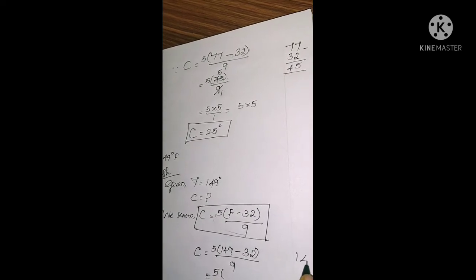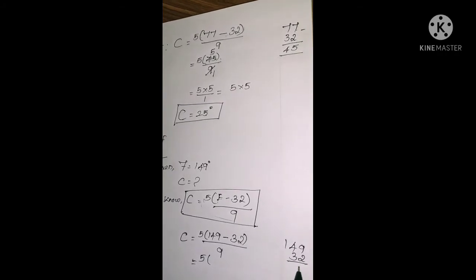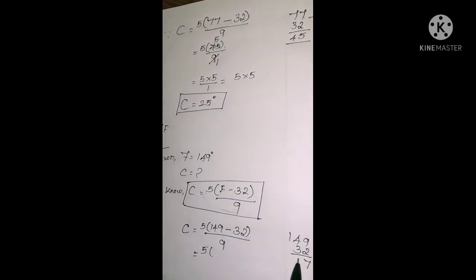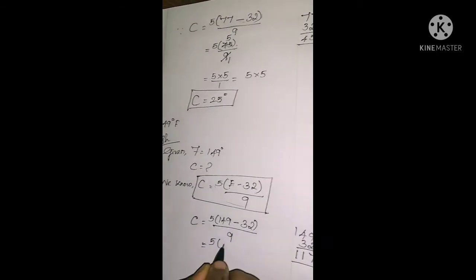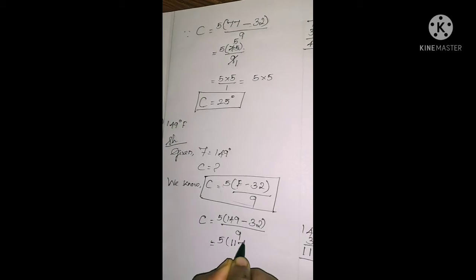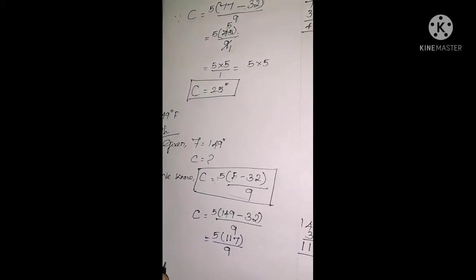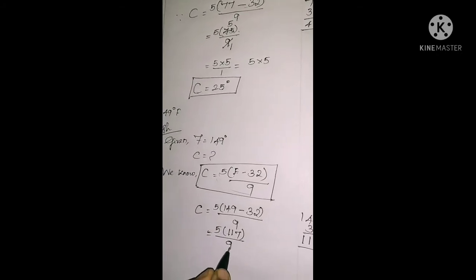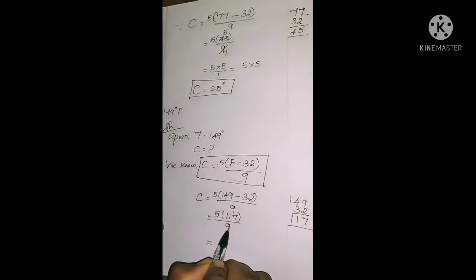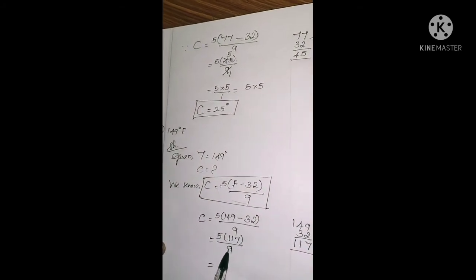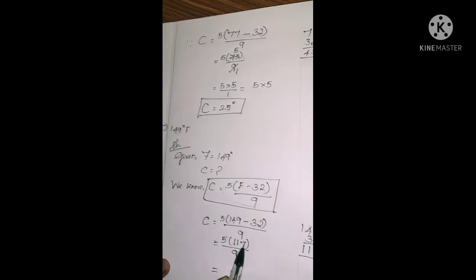So 149 minus 32. 9 minus 2, 7. 4 minus 3, 1. Is it? Then what's the answer? 117 divided by 9. Understand? So 117 divided by 9. So that is equal to, see here, by 9 is there. Here by 9, are you able to divide this number? Yes. 7 is there, no?